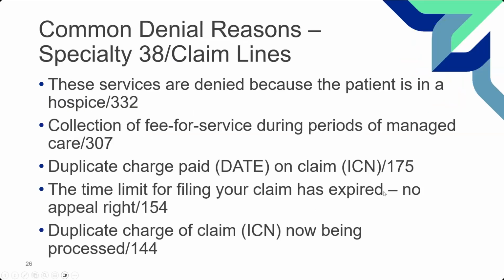Let's talk denials now. You know the difference between rejections and denials because we talked about these. The number one reason that geriatric medicine claims were denied by WPS is that these services were denied because the patient is in a hospice. Okay, so it shouldn't be billed then to WPS. Patient in a hospice, this home health hospice coverage. Collection of fee for service during periods of managed care. Well, that, folks, is a really good example of one of those cryptic messages that I talked about earlier. 307 claim lines denied for this.